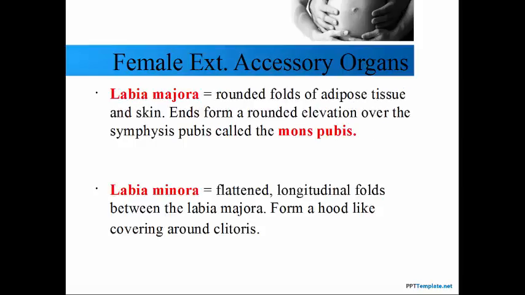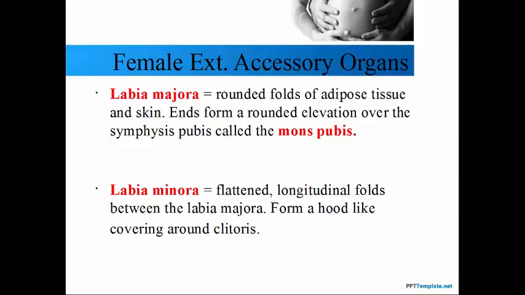Move on to other external accessory organs. The actual labia, and the names majora or minora indicate the size of the structures. Sometimes you'll see them listed as majoris or minoris, but it's the same basic principle. Major means larger, minor means smaller. So the labia majora. Labia means lips, so these are the rounded folds of adipose tissue and skin. This helps form a very rounded elevation just over the pubic bone called the mons pubis. That breaks down into the mountain on the pubic bone.